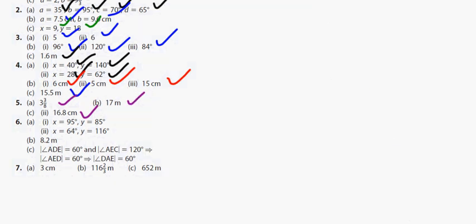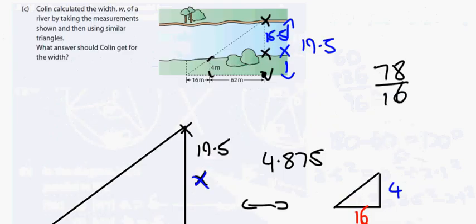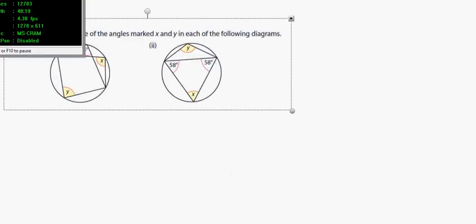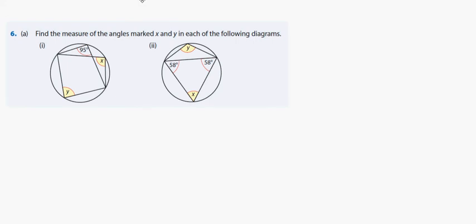Okay, now we're on question 6. Find the measure of the angles marked X and Y in each of the following diagrams. So what we can see is there's two cyclic quadrilaterals. So I'm going to dot the one with red dots first. We can see that Y is opposite 95, so 180 minus 95. 180 minus 95 gives us 85, so Y is 85.